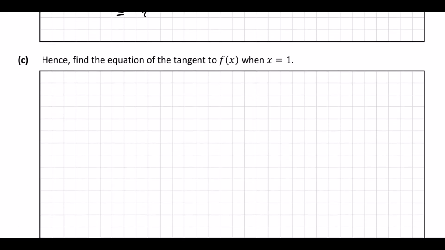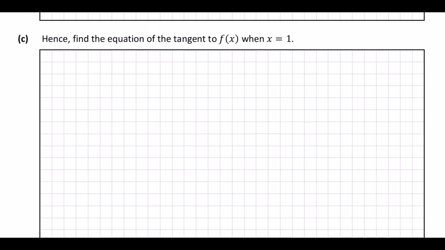Next one. Hence find the equation of a tangent to our function at x is equal to 1. Okay, so we've got to find the equation of a tangent. Now a tangent is a straight line, and the equation of a straight line is y minus y1 is equal to m into x minus x1. Now in order to complete this, we need two things to put into this equation. We need a point, so we need our x1, y1, and we also need a slope.